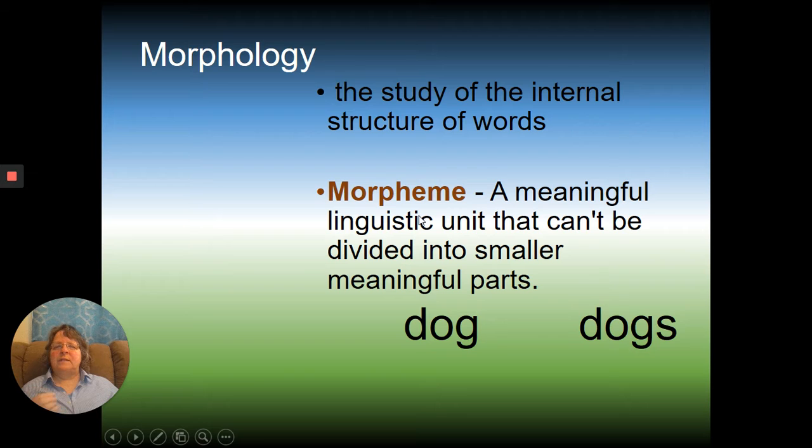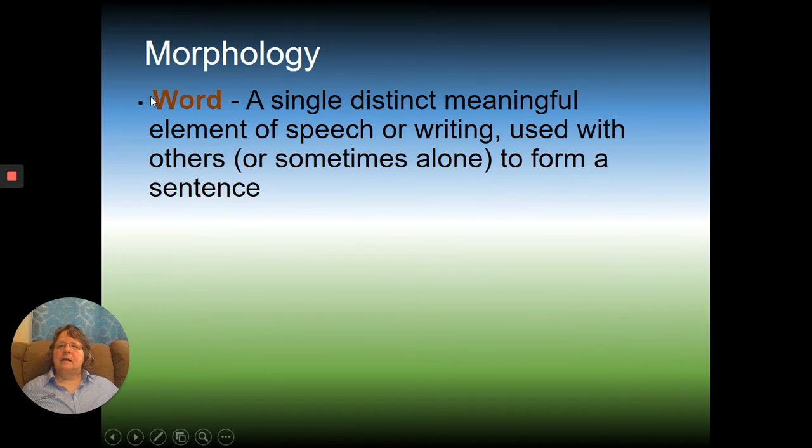So the first thing we look at is the fancy term, morpheme. Basically it means a meaningful linguistic unit that you can divide into small meaning parts. So here, the word dog is a morpheme in the English language. And then we have dogs. The word dogs has two morphemes: dog, and the S on the end of dogs, which indicates plural. That morpheme, the S, is an indicator in the language. So you put it there, and you get more than one dog.